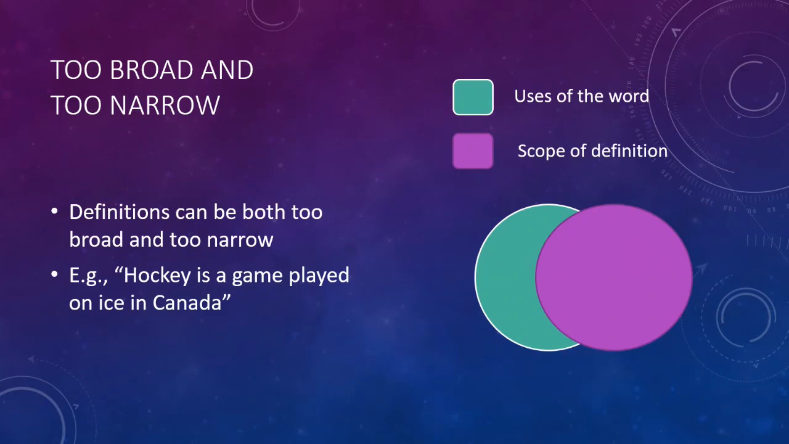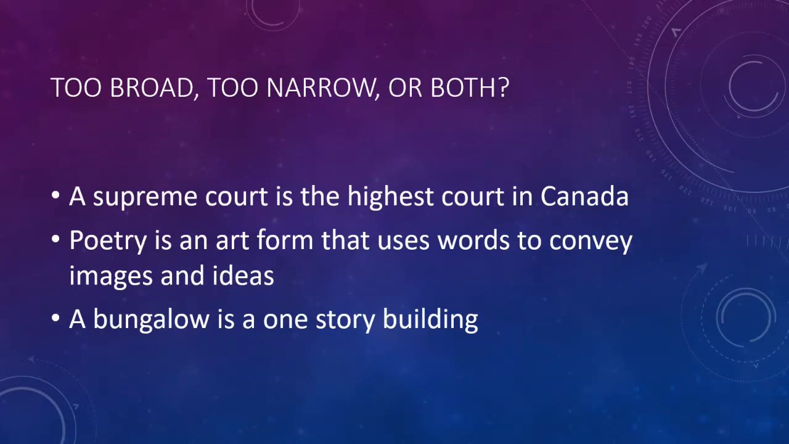And you're probably going to go wrong in both directions, right? You're going to include some things that don't count, and you're going to exclude some things that should count. It's going to be tricky to get these circles drawn perfectly. But, okay, so quick practice. Are these too broad, too narrow, or both?